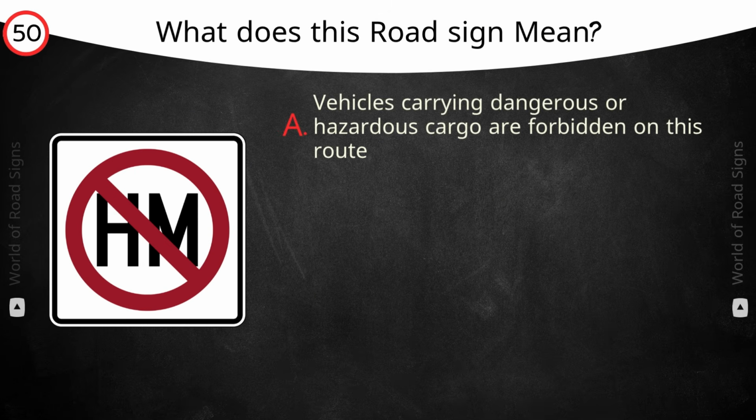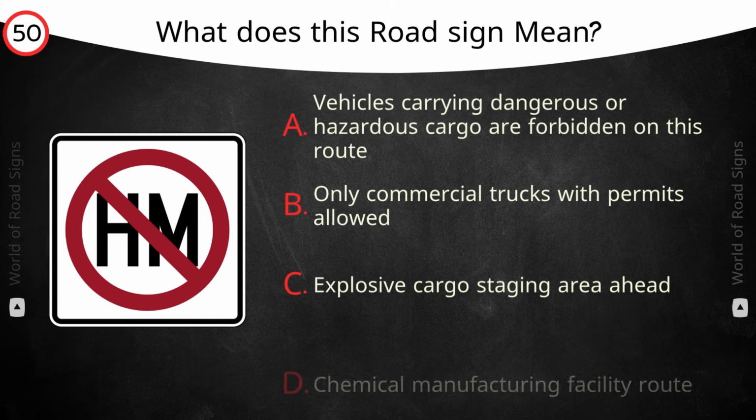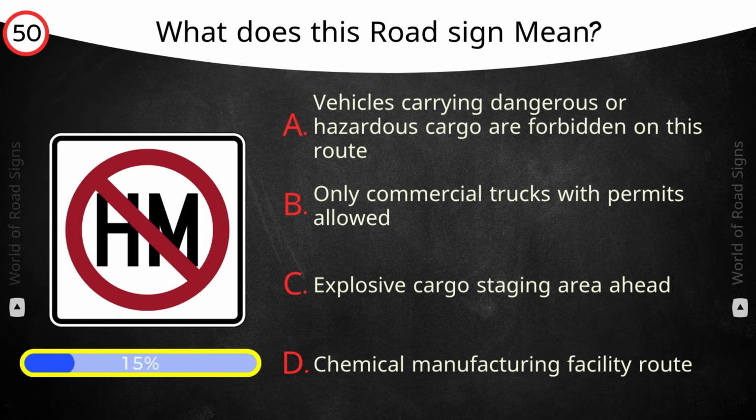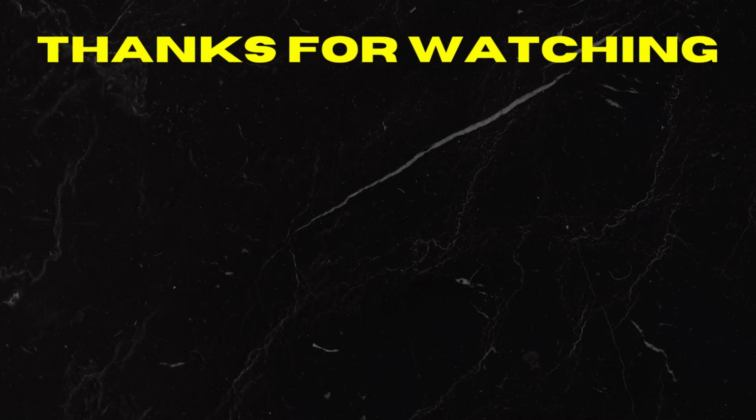Question 50. Do you know the meaning of this sign? A. Vehicles carrying dangerous or hazardous cargo are forbidden on this route. B. Only commercial trucks with permits allowed. C. Explosive cargo staging area ahead. D. Chemical manufacturing facility route. The correct response is option A. Vehicles carrying dangerous or hazardous cargo are forbidden on this route.